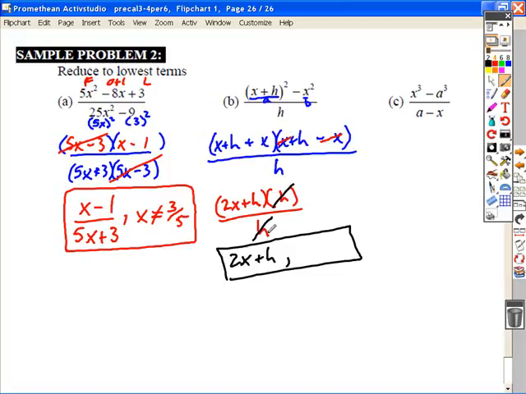Okay, now, did I cancel any factors from the denominator? Yes, so I have to account for that domain restriction, the one that got canceled out. So what can h not be? 0. Is that apparent in the form of this answer? No, so we need to exclude that with a domain restriction.